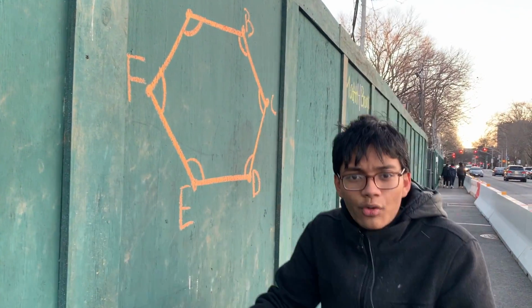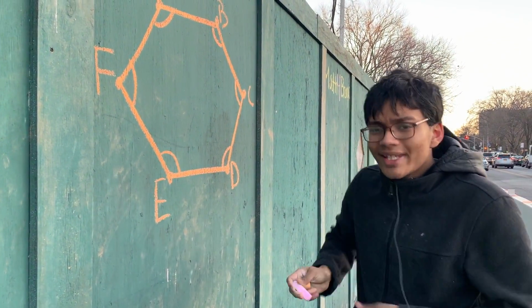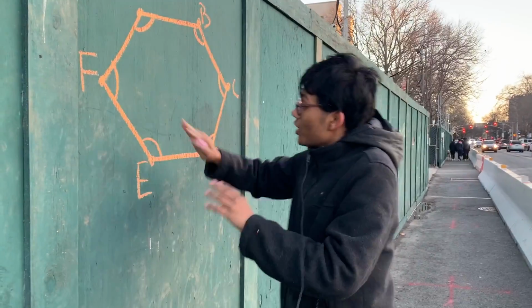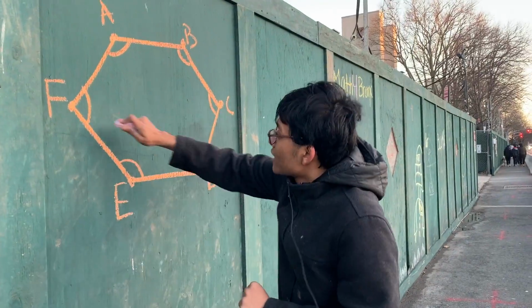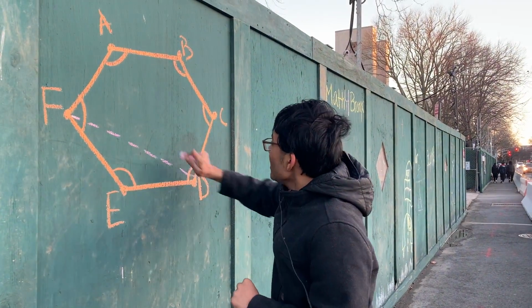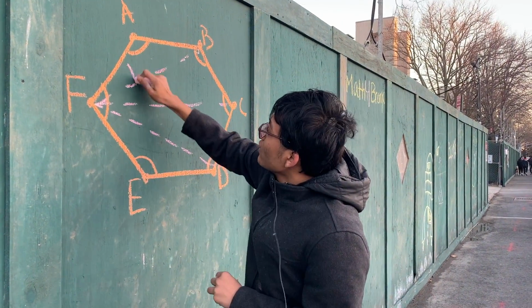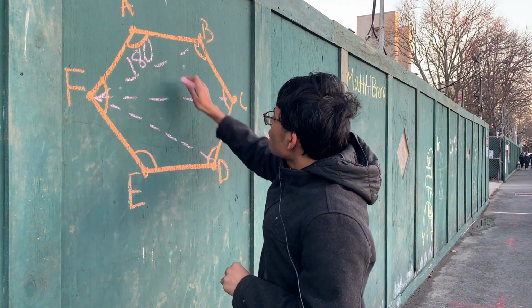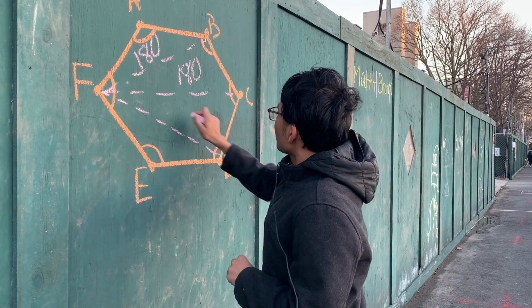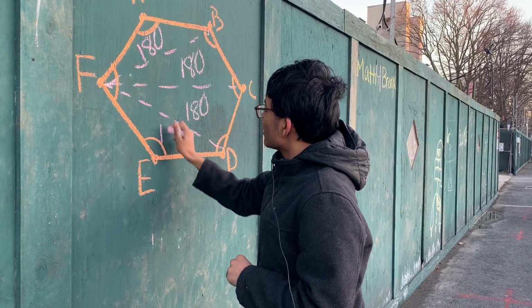Now, let's talk about the degree measure of our hexagon. How many degrees in a hexagon? Well, to answer that question, we're going to chop it up into some triangles. So chop it up as such, right? We've got some triangles. How many triangles do you have here? Well, you have one triangle, that's 180. Another triangle, that's 180. Another triangle, that's 180. And another triangle, that's 180.